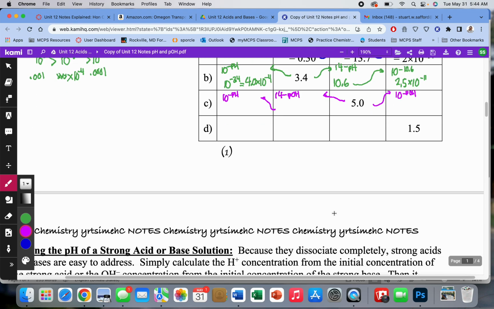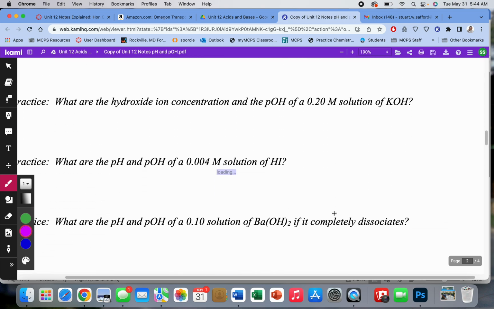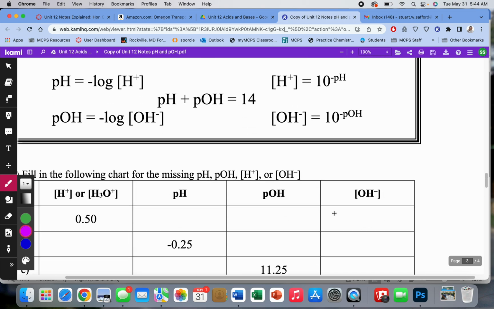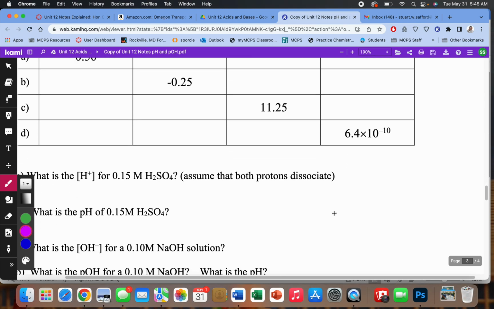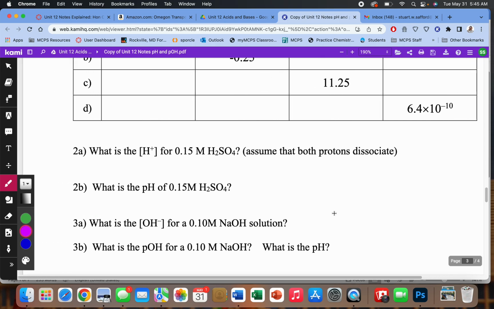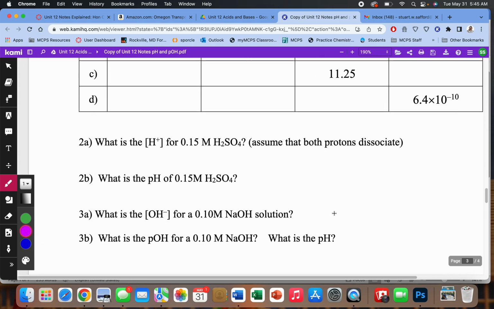Now, if we look at the actual homework problems, you will find that they have the equations up here at the top, and they look a lot like this chart, but sometimes they're going to be talking about different solutions. And they're going to say, well, what if we have something like H2SO4? And it says, assume that both protons dissociate. Well, if you have H2SO4, they're assuming that you're doing something like this. H2SO4 breaks apart to two H+, plus SO4 2-.